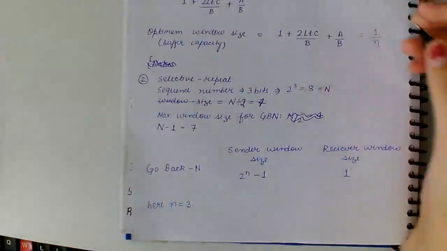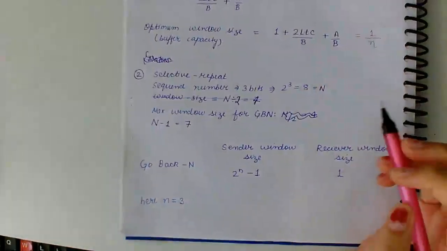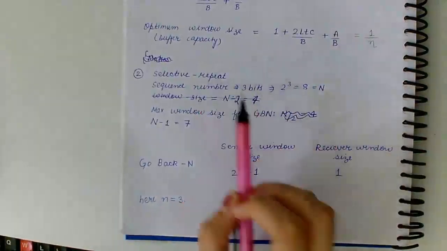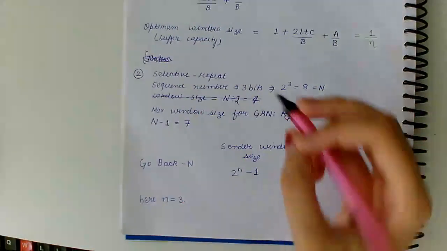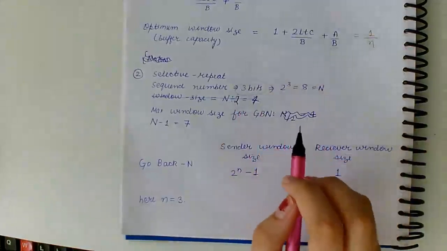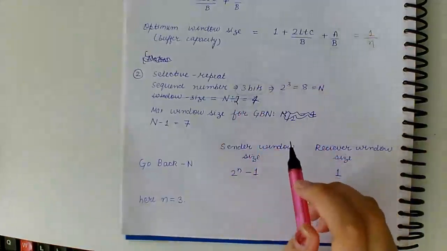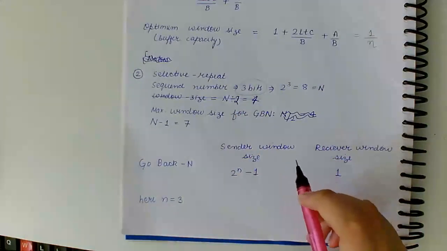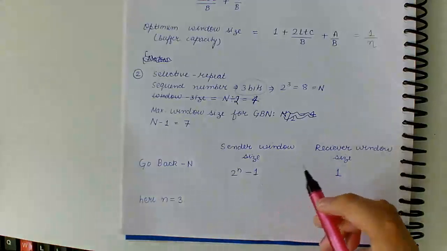A selective repeat sliding window protocol is used in computer communication network. 3 bytes are used for the packet sequence number. What is the maximum window size in case GBN protocol is used?